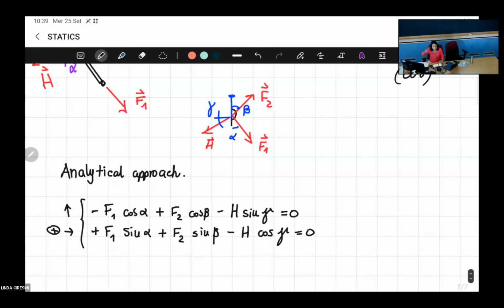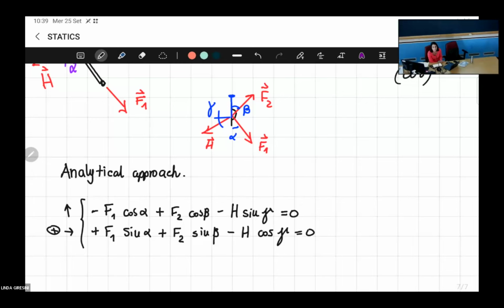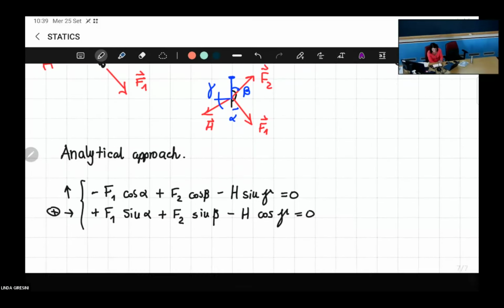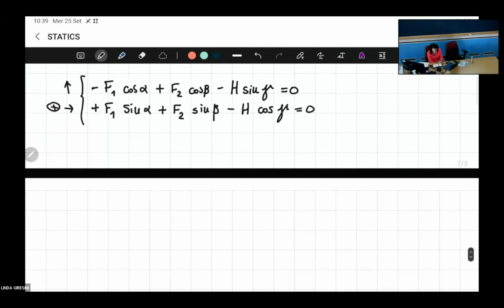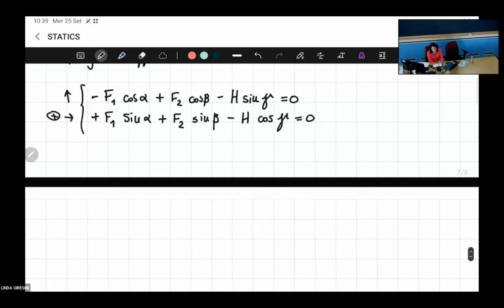So these two equilibrium conditions are sufficient because the unknowns are 2. So 2 equilibrium conditions for 2 unknowns. If we had just 1 equilibrium condition and 2 unknowns, it wouldn't be sufficient, of course. So please remember that when you have 2 unknowns, you have to have 2 equations to solve the problem, the same number of equations. Okay, now we have to handle this system of equations.